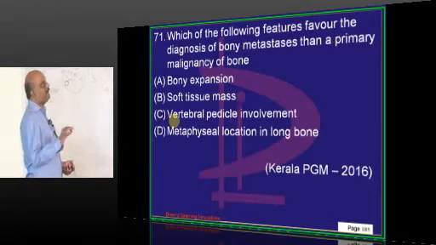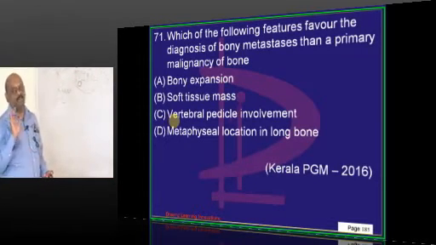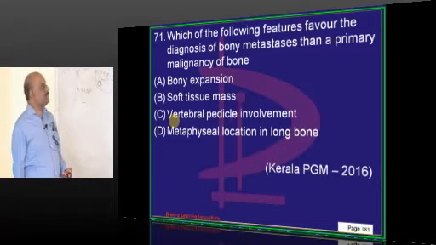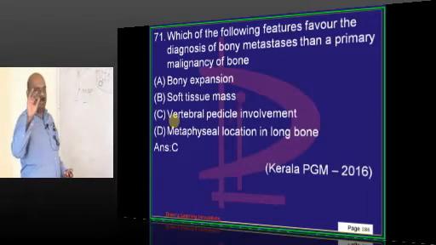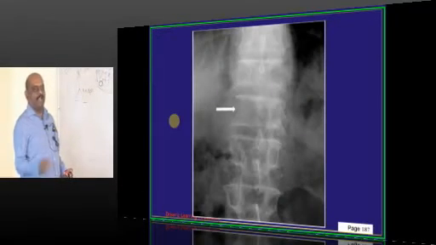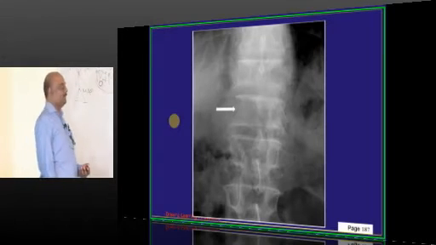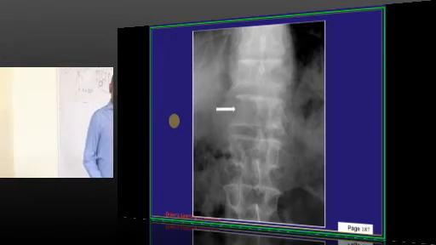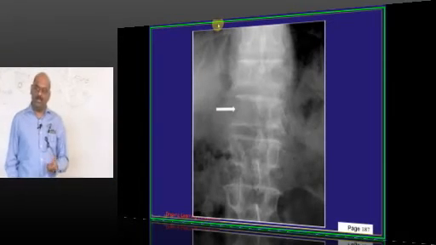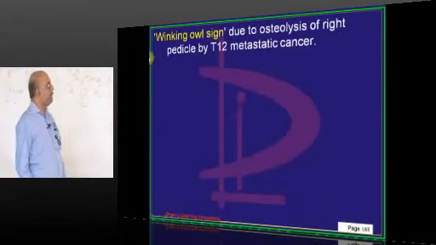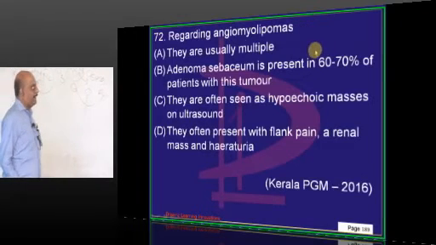Which of the following favors bony metastasis instead of this? A beautiful question. Primary malignancy of the bone. Vertebral pedicle involvement. This requires common sense. Not that easy, but what is that called? Winking owl sign. It is called in radiology. Very classical question. If there is pedicle involvement, then it has to be metastasis. Winking owl sign.